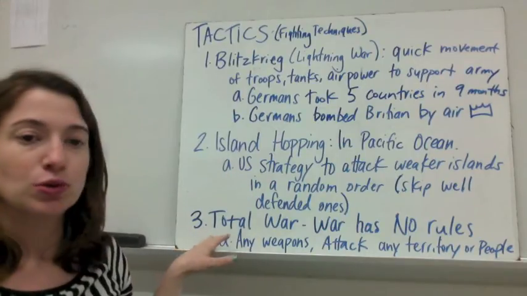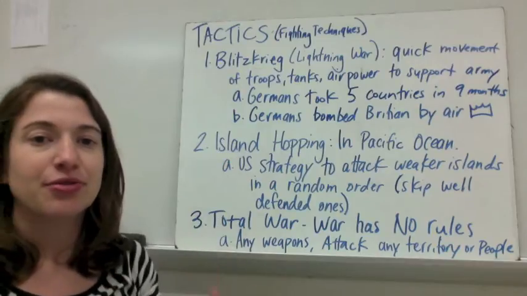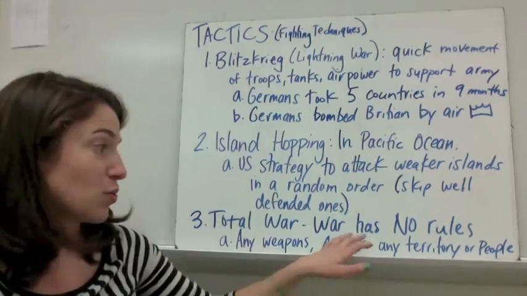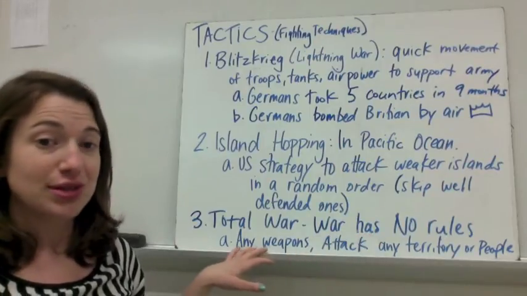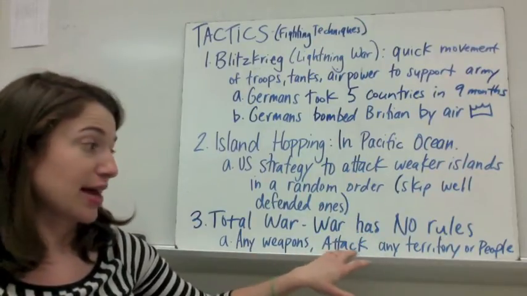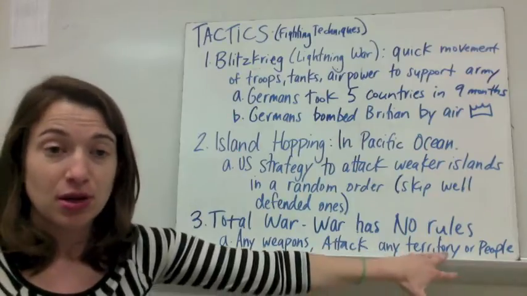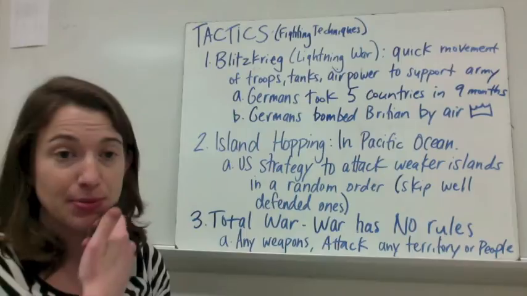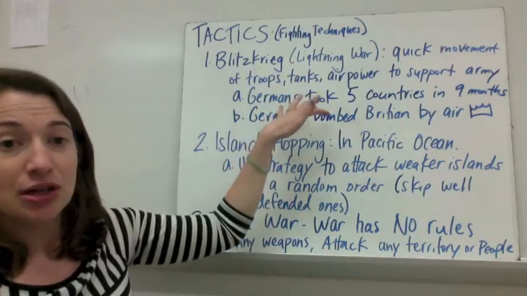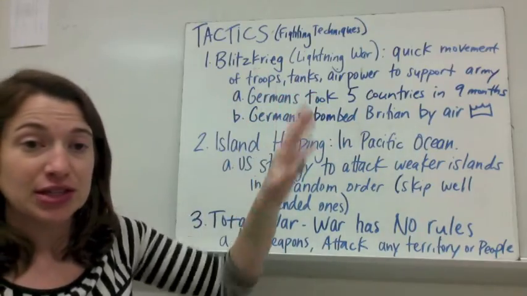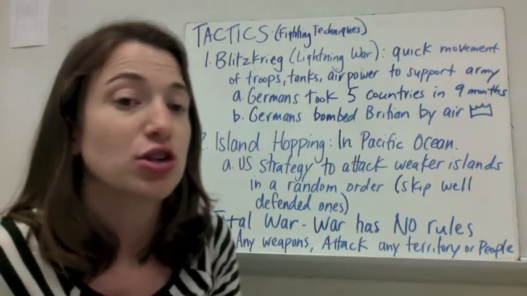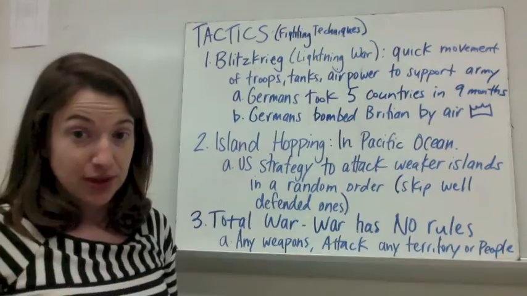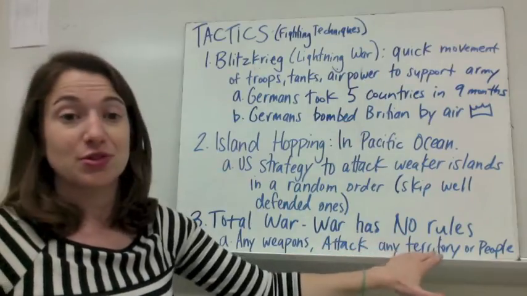And finally, total war. This was used by every country throughout the war. And essentially, it's a war with no rules. So you can use any weapon. You can attack any territory or people. So this war is the first war to really target civilians or just the common people. So we talk about the Blitzkrieg. There were cities full of civilians that were targeted. Not a lot of strong military in those. But if we attack your people, we attack your country. We'll be able to attack anything.